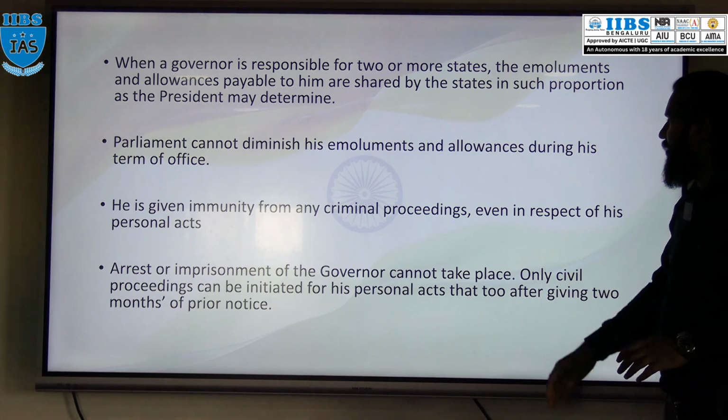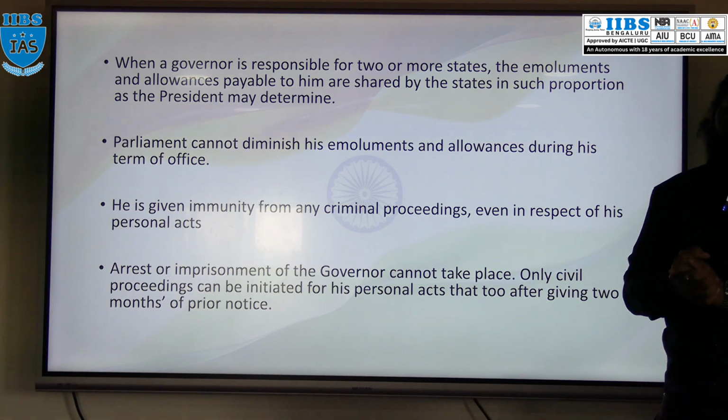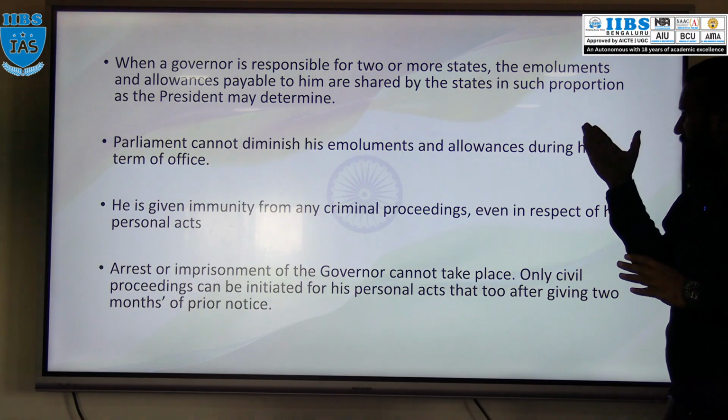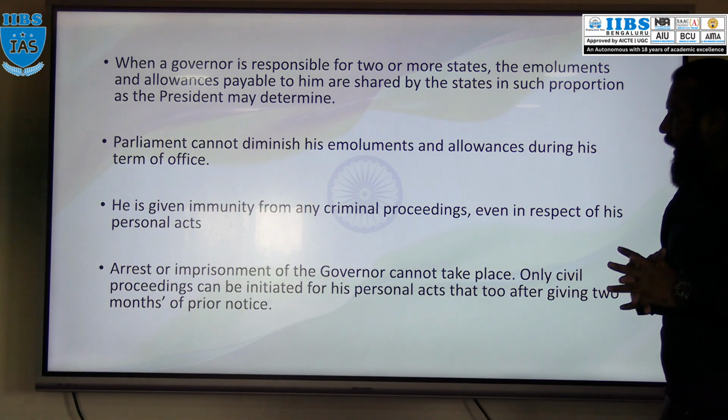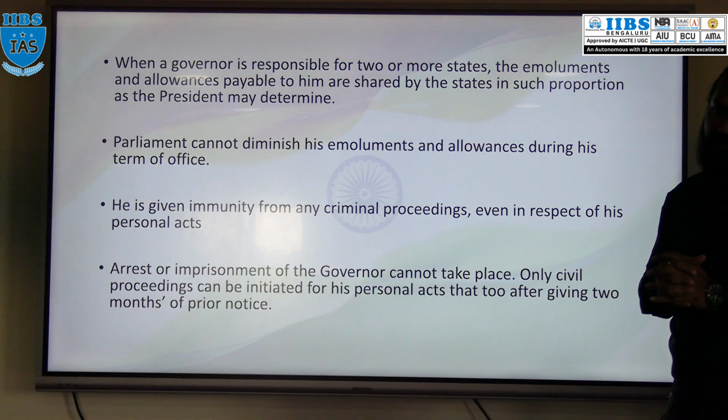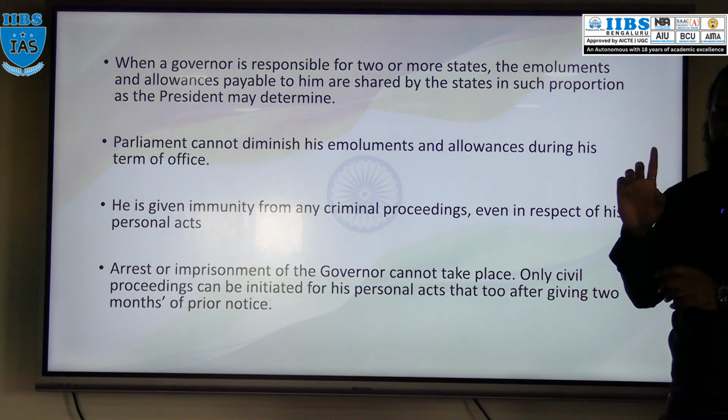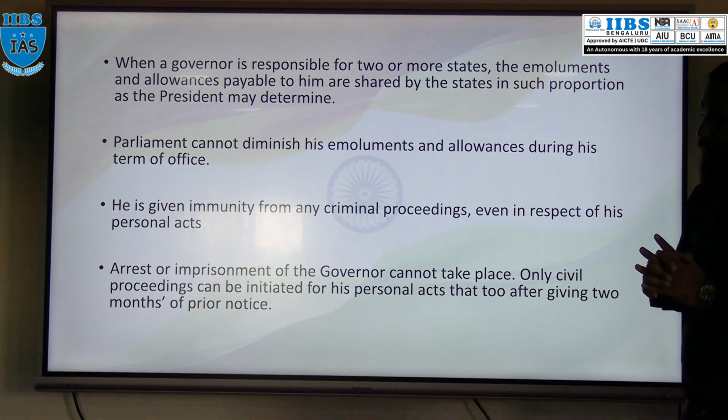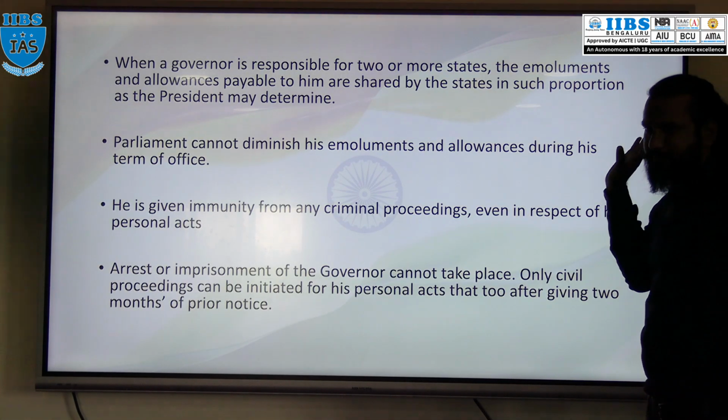This point. Okay, and parliament cannot decrease his salary, his allowance, his emoluments in terms of his office. Till his office, it cannot be decreased. But during financial emergency, it can be. But not during the normal term.